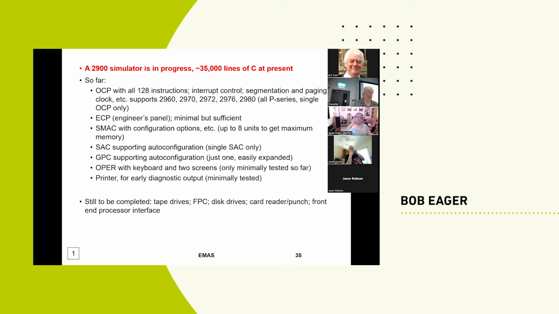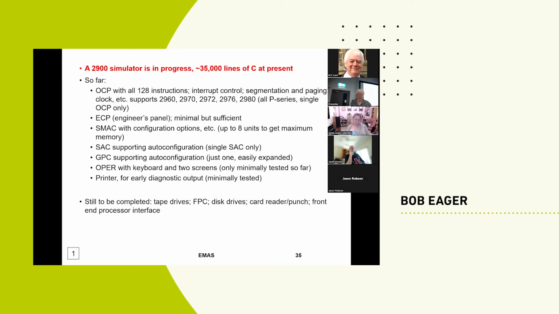You have a SAC, which supports auto configuration, telling you what is connected to each of its trunks, which are the things it plugs into. You have a GPC, which supports auto configuration, but one's enough really. Operator console with keyboard and 2 screens. Haven't tested much of that so far, as you'll see. And a printer, because when EMAS starts up, it immediately starts spewing stuff out on the printer, telling you what's happening in case something's going terribly wrong.